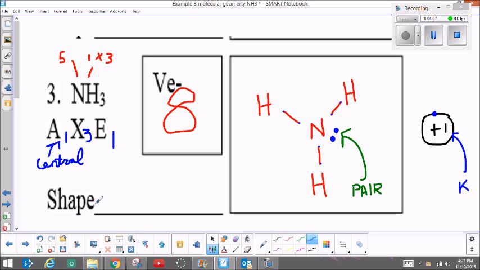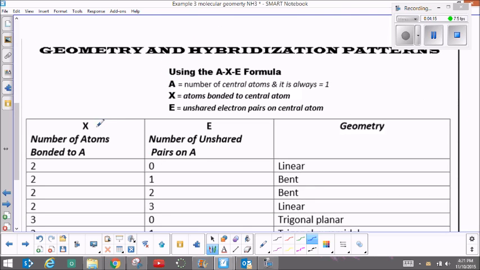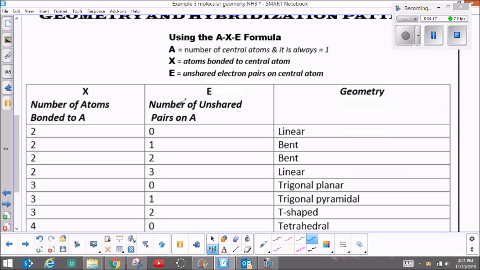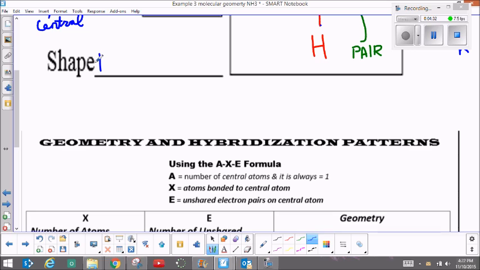So I'm going to go look up the shape on my AXE chart for a 1, 3, 1. You'll notice down here, they don't even say the A in the chart because it's always 1. The X was 3, and the E was 1. That means when I go to write down the shape, it will be trigonal pyramidal. So that's the shape. For my shape, it is trigonal pyramidal.